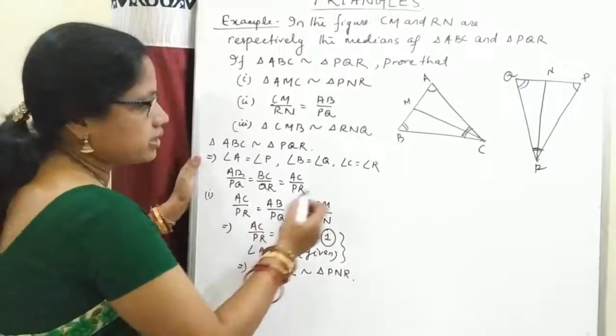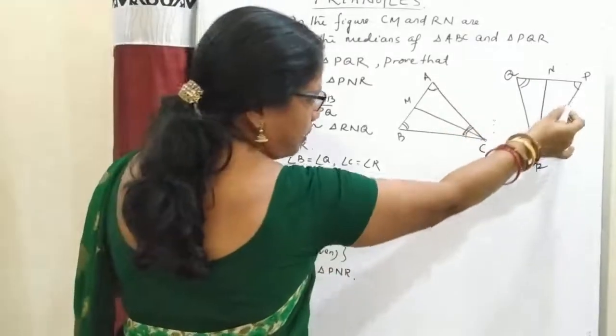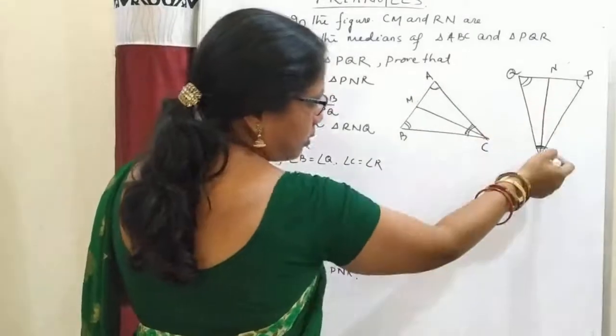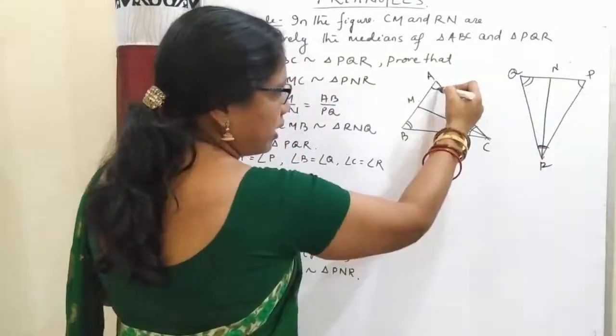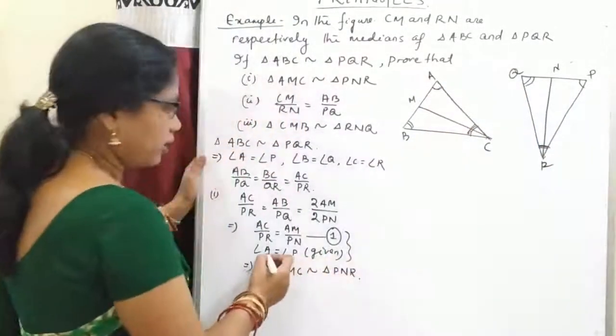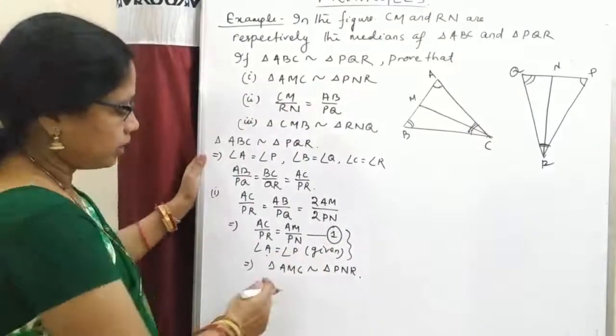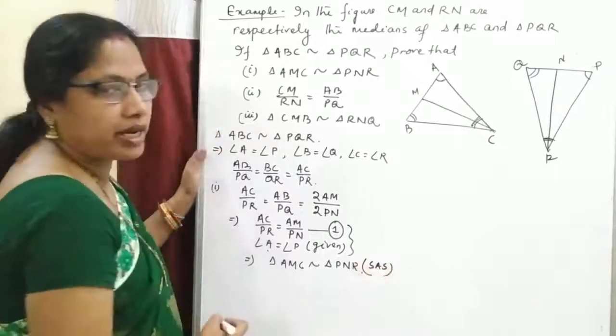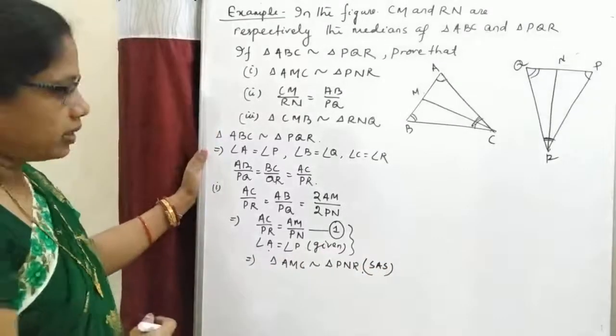From these two we can prove that triangle AMC is similar to triangle PNR. How? AC by PR is equal to AM by PN, and their included angles are equal, angle A is equal to angle P. So by SAS similarity criteria, they are similar.